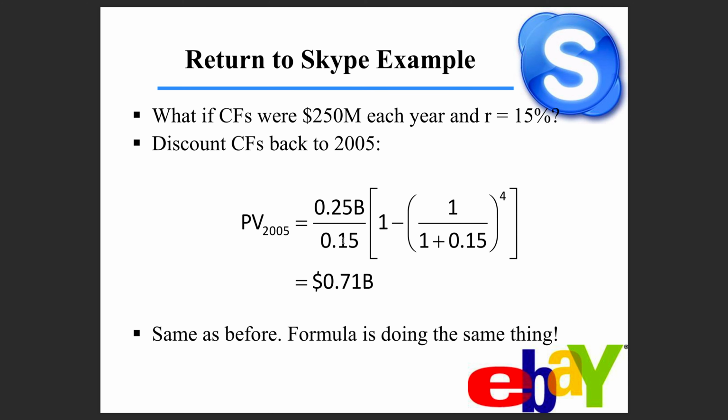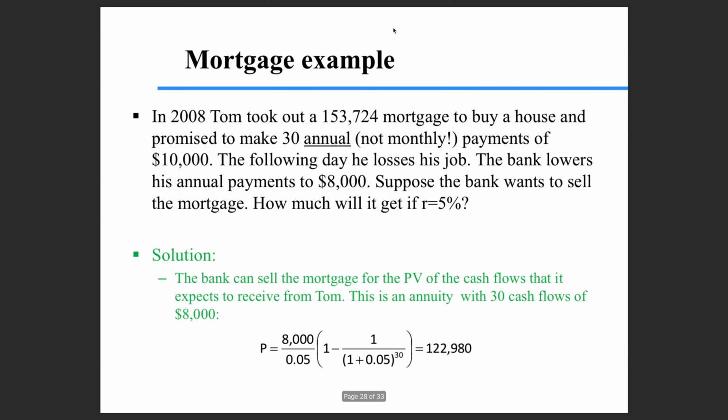Formula and discounting individual cash flows produces, of course, the same result. Suppose that in 2008, Tom took out a $153,724 mortgage to buy a house, and he promised to make 30 annual payments. In reality, of course, he will make monthly payments, but for the sake of the example, assume that these payments are annual, once a year. So he is paying $10,000 per year.